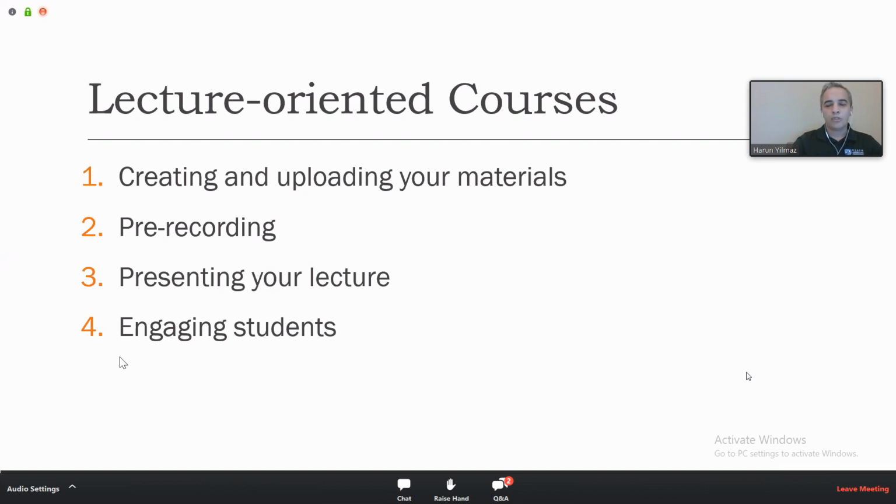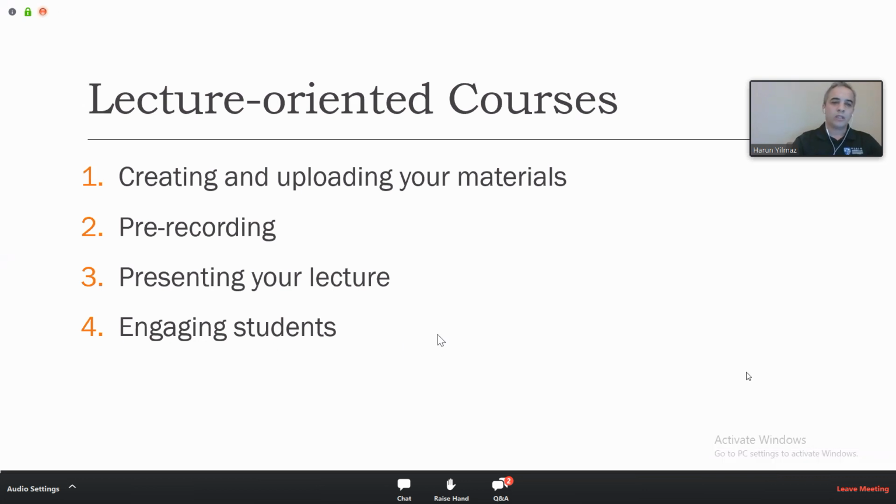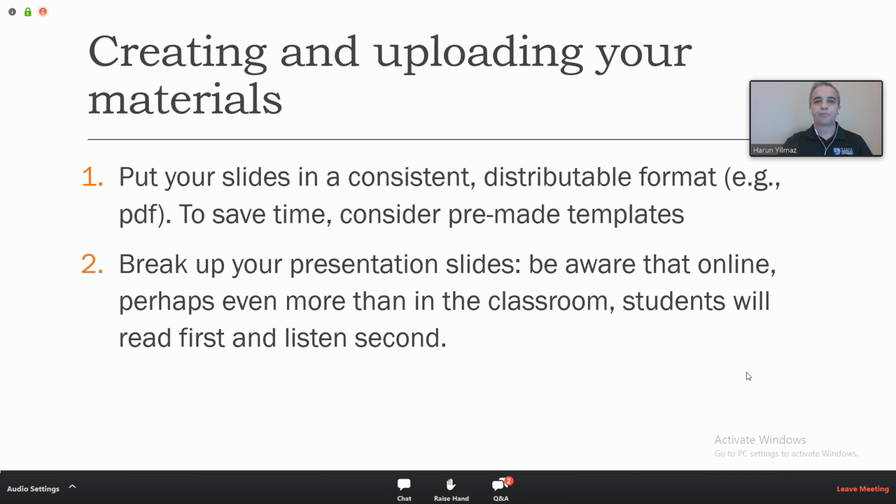So I mentioned several times the interactivity, okay? Interactivity is going to be the same as engaging students. So you need to be careful that those kinds of interactivity take place in your online environment.